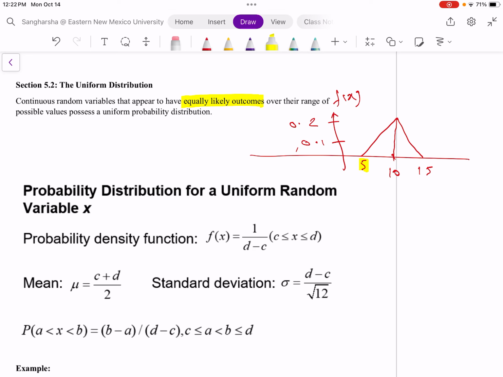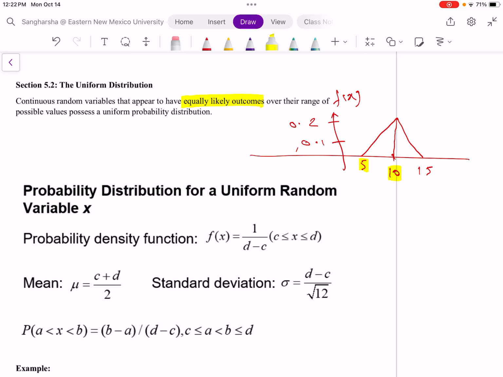Now, who can tell me the probability that x takes a value 10? This is a continuous random variable, and we are using the same function. What will be the probability that x takes a value 10? 0.2. Okay, but this is a continuous random variable. If it was a discrete random variable, yes, you would be correct. We are looking at the height of that point, right? The height at 10 is 0.2.